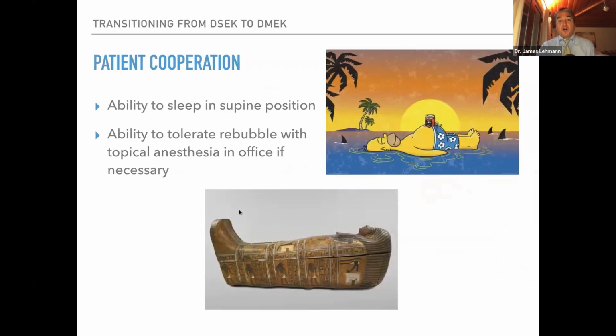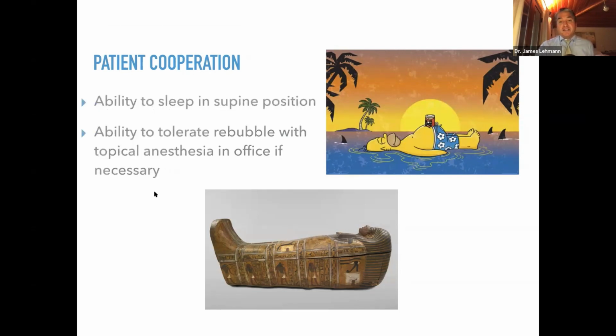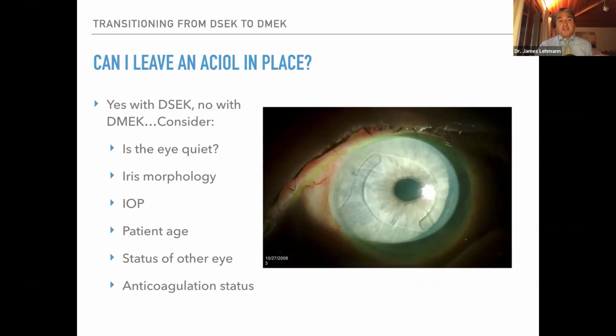And again, patient cooperation. They need to be able to lie flat. They also need to be able to tolerate a rebubble in the office just with drops if that's going to be necessary. So it's good to have that talk with the patient. And then we talked a little bit about the ACIOL, like which ones would you leave in place?